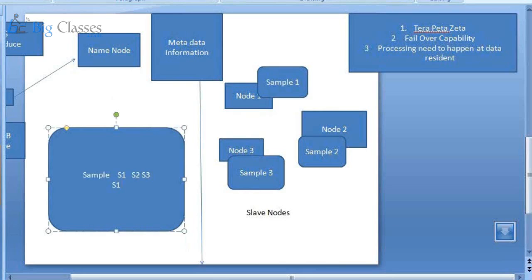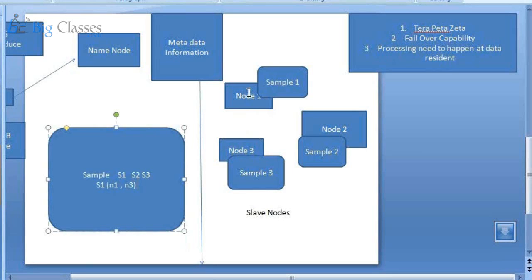S1 is initially stored in node 1, and it will be stored in node 3 also. Can you please tell me why this is being stored in node 3? As I told you, failure capability, replication factor. At any point of time, there is a 100% probability that a node might fail.